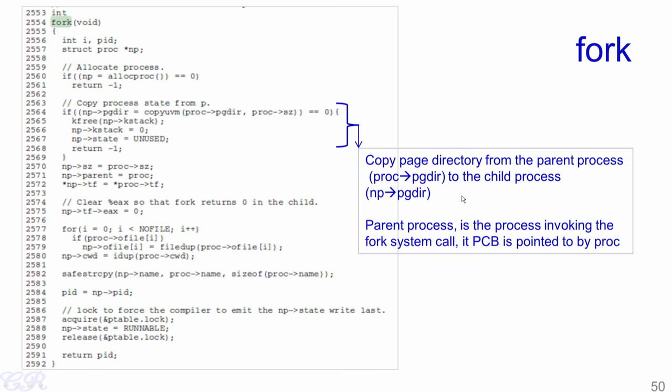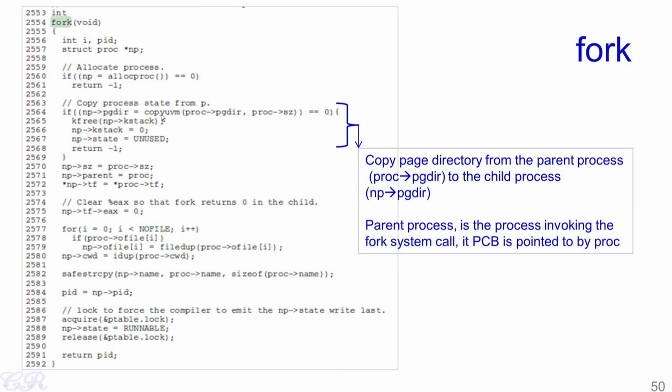The next step in the fork implementation is the call to the function copyuvm. What the copyuvm function does is copy the page directory from the parent process to the child process. This copyuvm takes two parameters: the parent page directory, represented by proc->pgdir, and the parent size, represented by sz. What is returned by this function is a pointer to the new process's page directory.